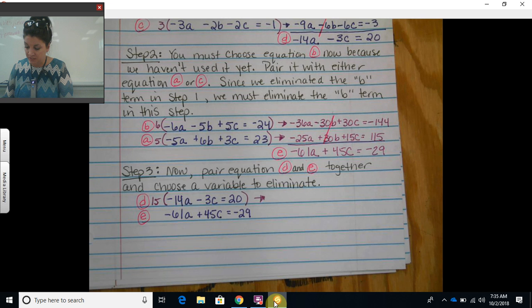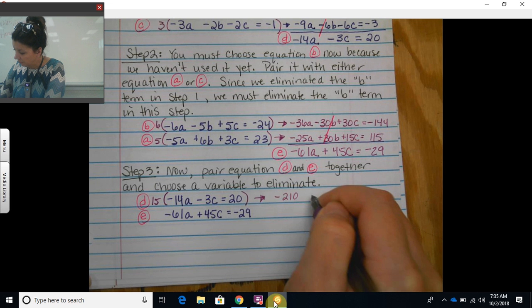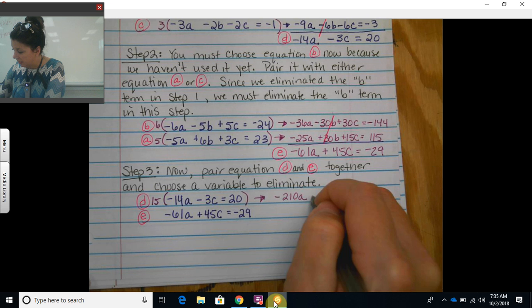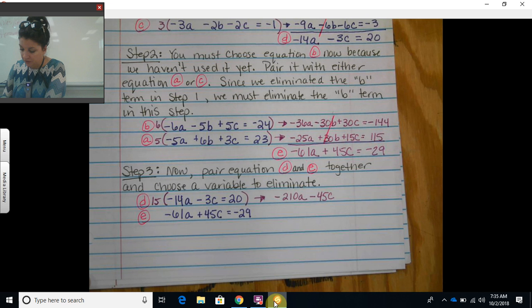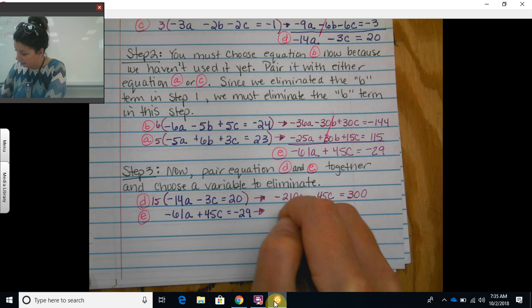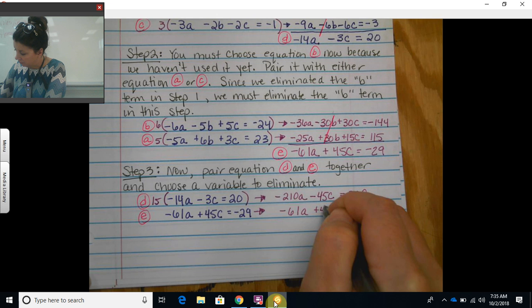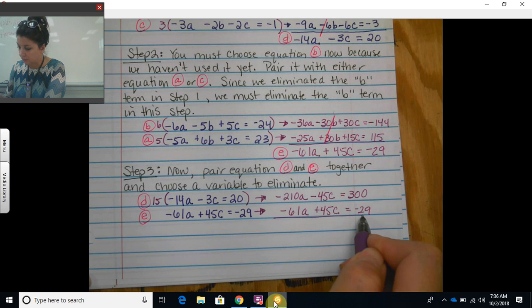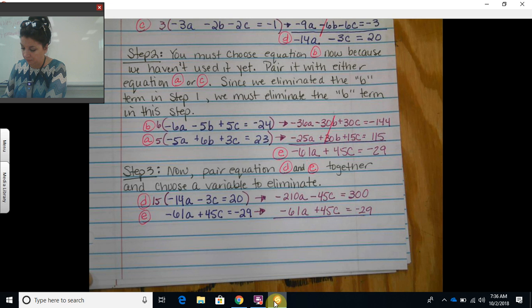And distribute. So 15 times negative 14 is negative 210a. 15 times negative 3c is negative 45c. And 15 times 20 is positive 300, and there is an equal sign before the 300. Bottom equation, I'm not multiplying by anything. So I'm just rewriting it. Okay, so now combine like terms.